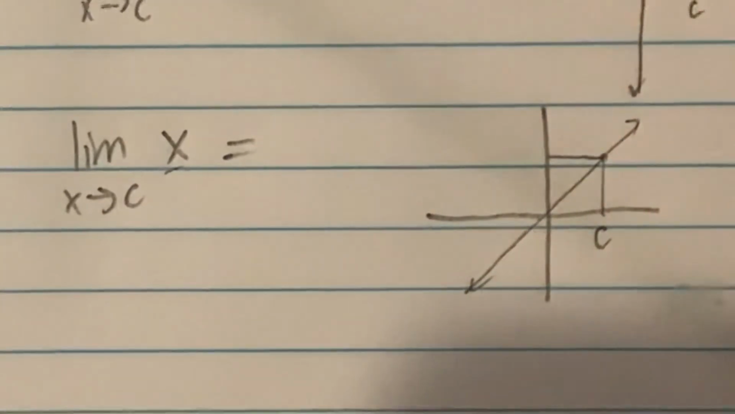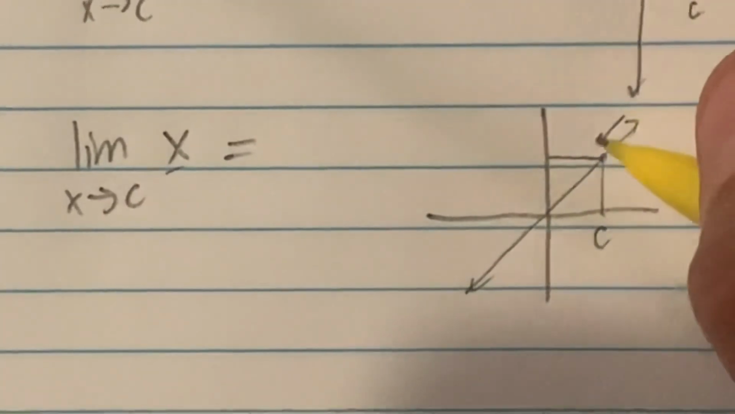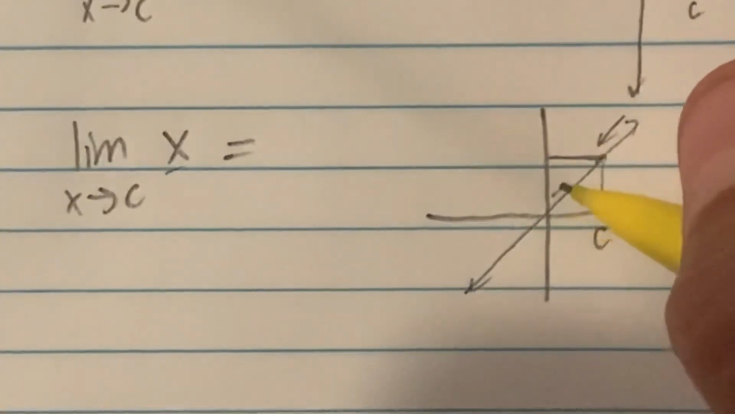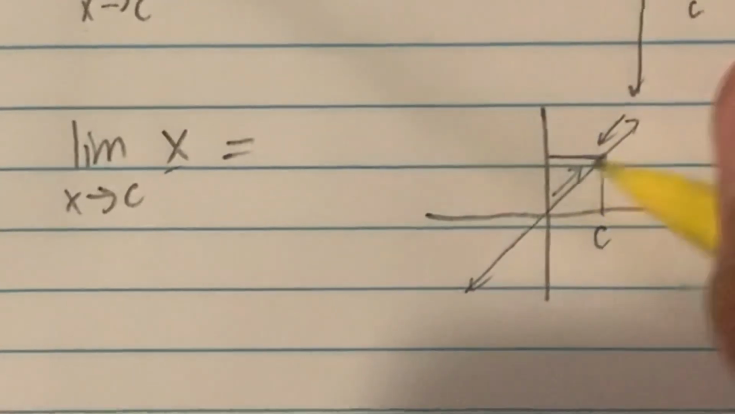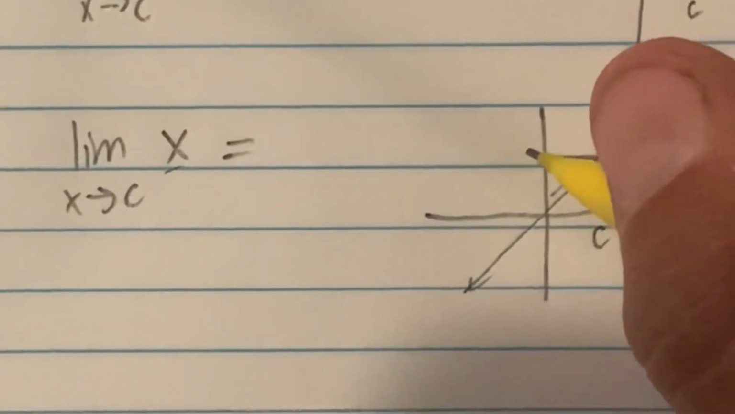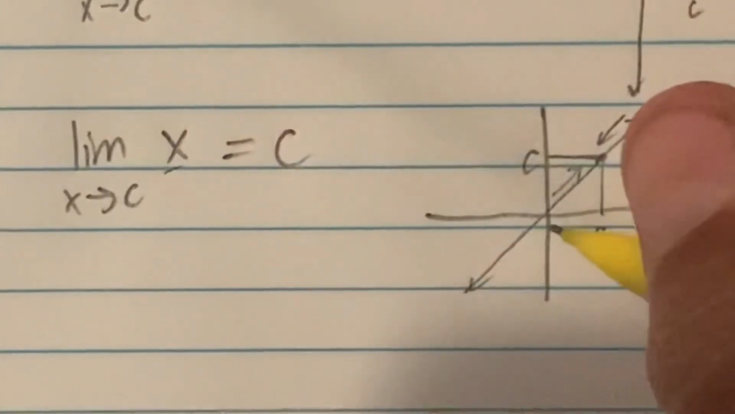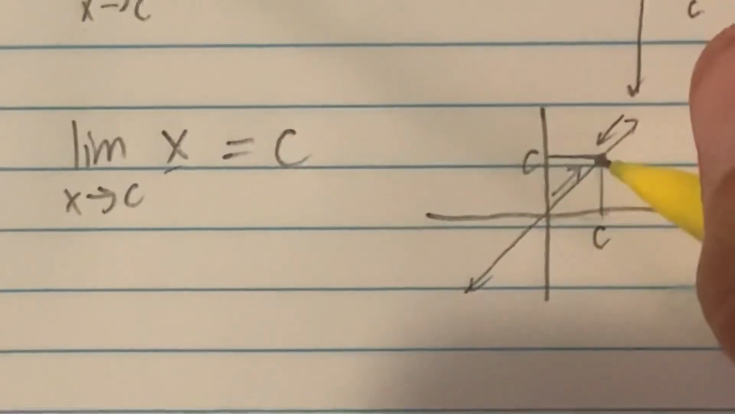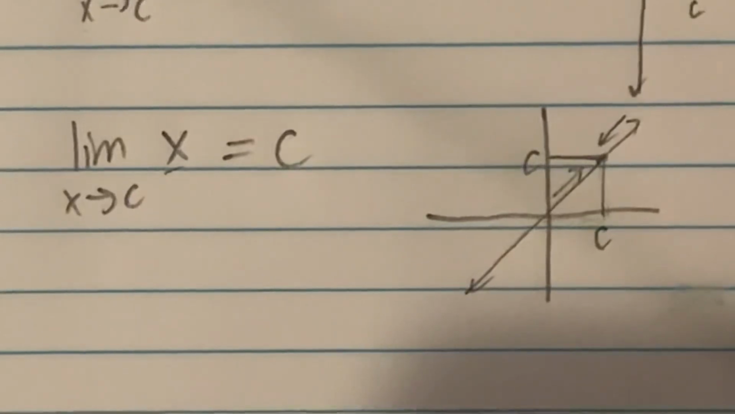So we want to look at what the value is. If I come in from the right, from the positive side, it approaches this y value. If I come in from the left, from the negative side, it approaches the same number, so I know that it's defined. And this number is actually c, right? Because the point (4, 4) or (12, 12) or (90, 90) is a point that's on my function y equals x.